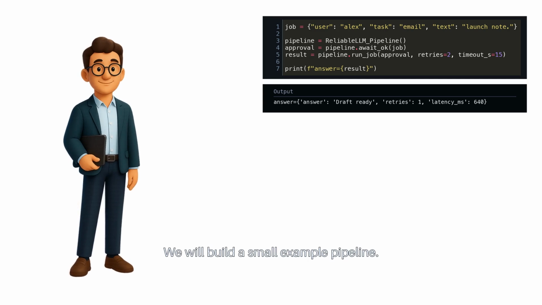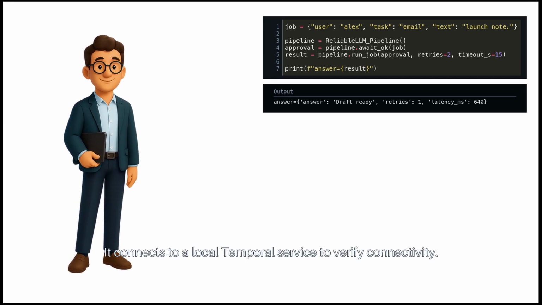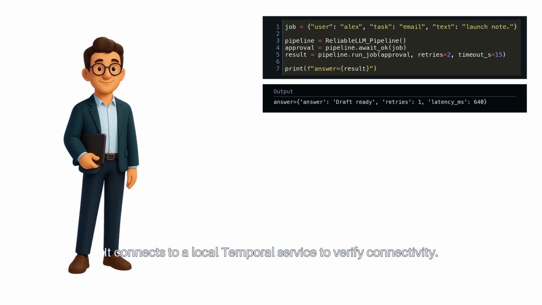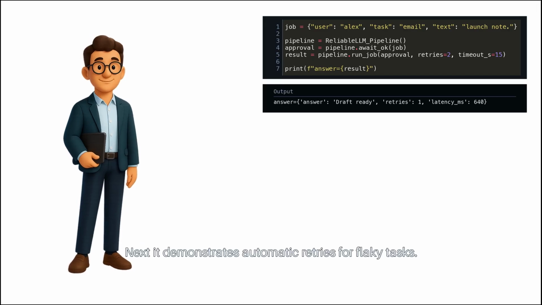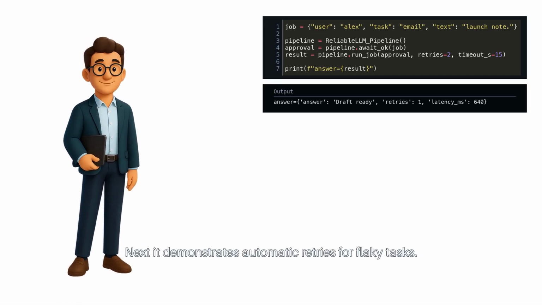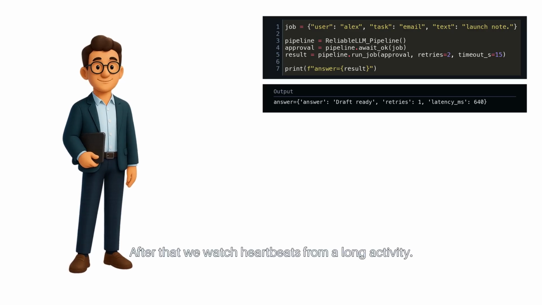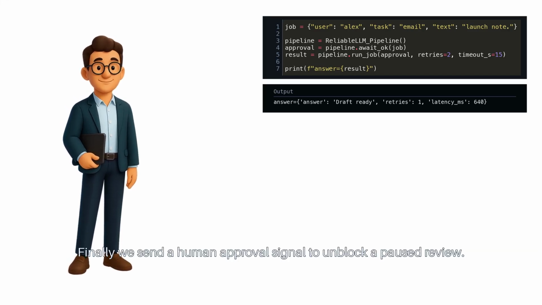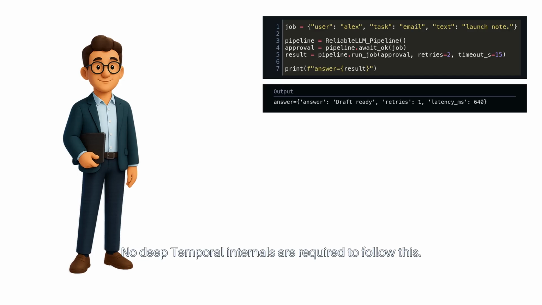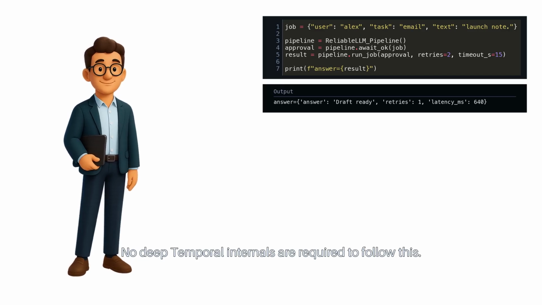We will build a small example pipeline. It connects to a local Temporal service to verify connectivity. Then, it starts a short LLM job with a hard timeout. Next, it demonstrates automatic retries for flaky tasks. After that, we watch heartbeats from a long activity. Finally, we send a human approval signal to unblock a paused review. No deep Temporal internals are required to follow this.